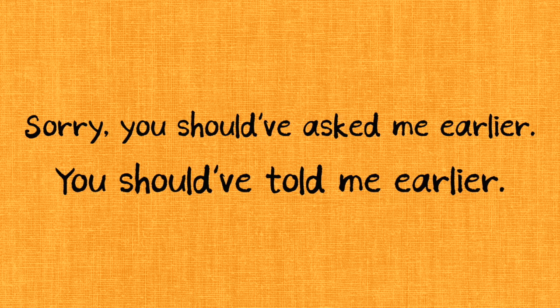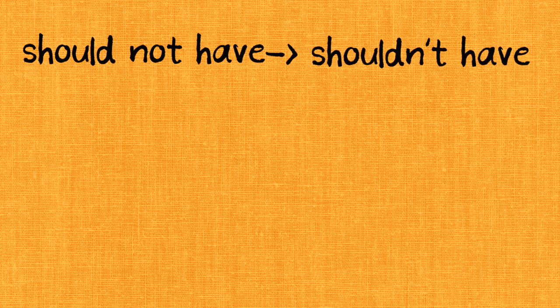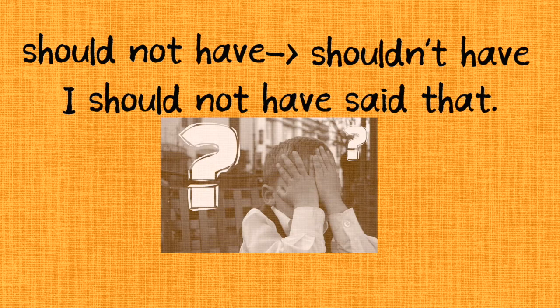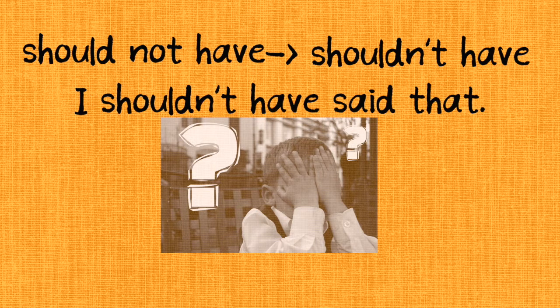So these examples we just talked about were for when you want to express regret for things that you didn't do. But what about when you want to show regret for something that you did do, but you wish you didn't? You could say something like this: "Should not have," or "shouldn't have." "I should not have said that." "I shouldn't have said that."